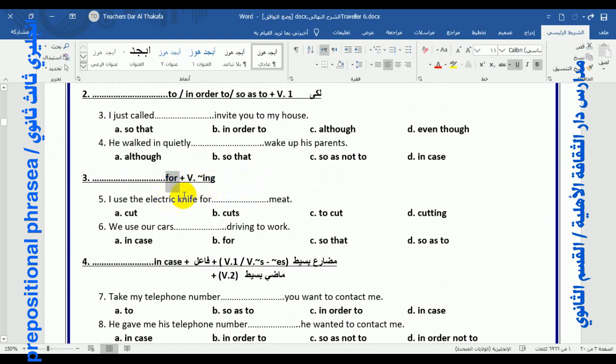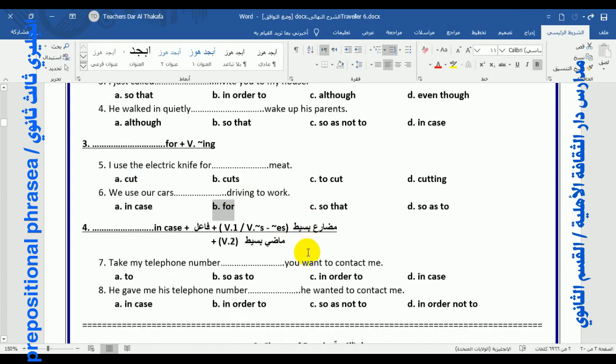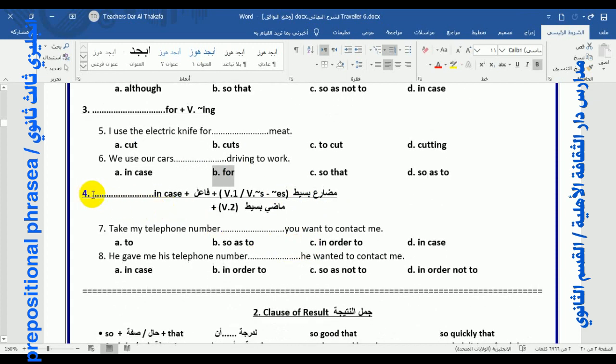Number 3, for followed by verb plus ing. So, I use the electric knife, why? For cuts, to cut, or for cutting? Yes, to cut. No, it's incorrect, for cutting. D: we use our cars, why? Driving to work: in case, or for, or so that, or so as to? It's driving with ing, it's for driving.